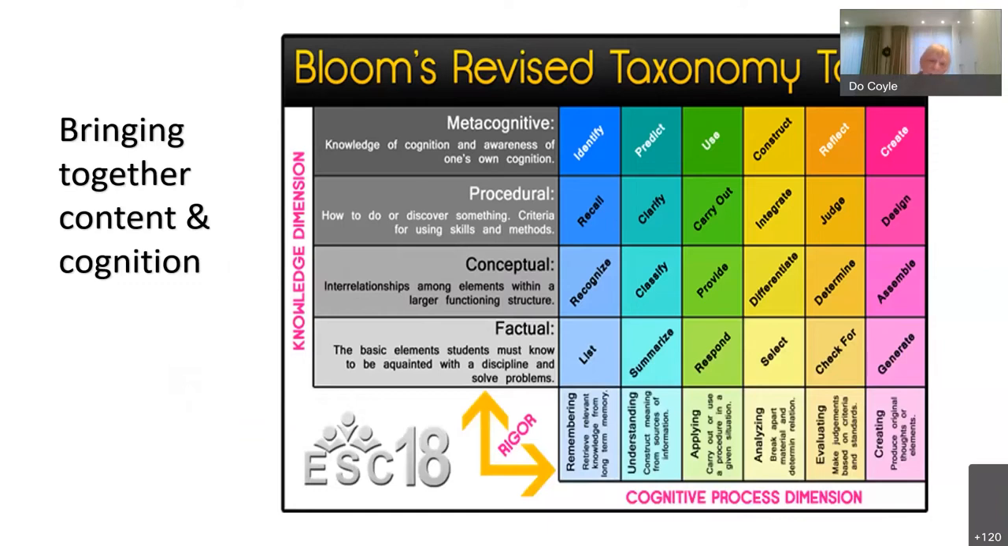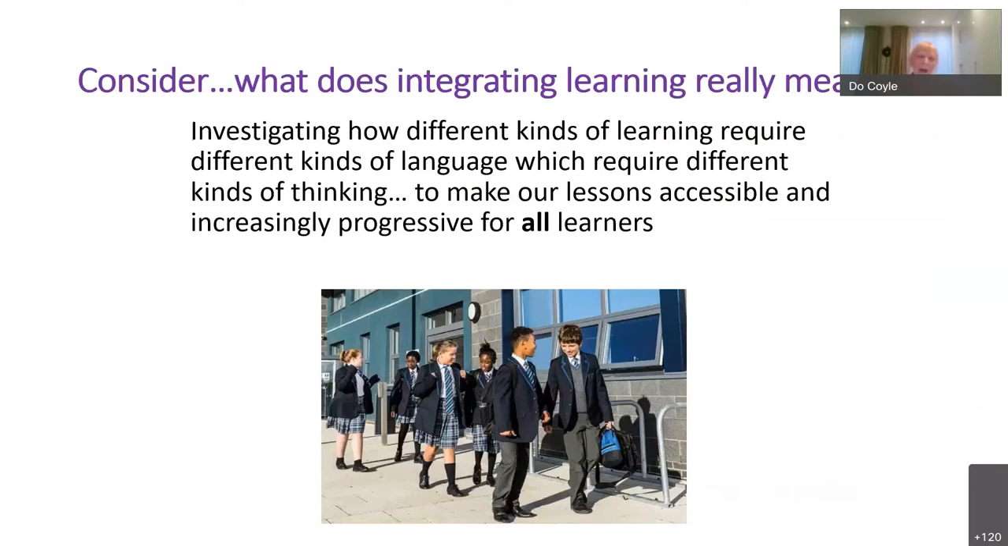We know that bringing together content and cognition is a really good starting point. However, can I just say that this is very generalized. Bloom's taxonomy didn't particularly relate to the kind of discourse that you might need in science, or if you are engaging your learners in literary writing or in geography. So it was very generalizable, but an excellent starting point. Because what does integrating learning really mean? If we've got different kinds of learning which require different kinds of language, which require different kinds of thinking, how are we going to do that?